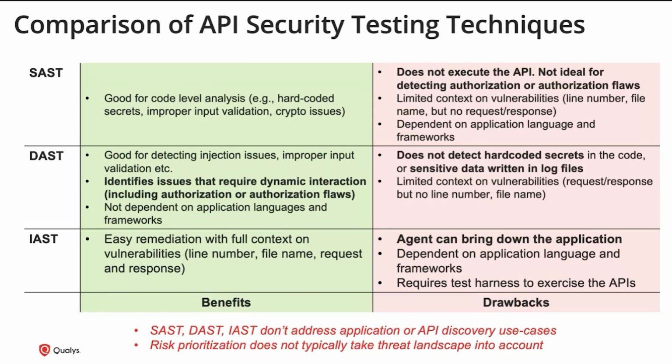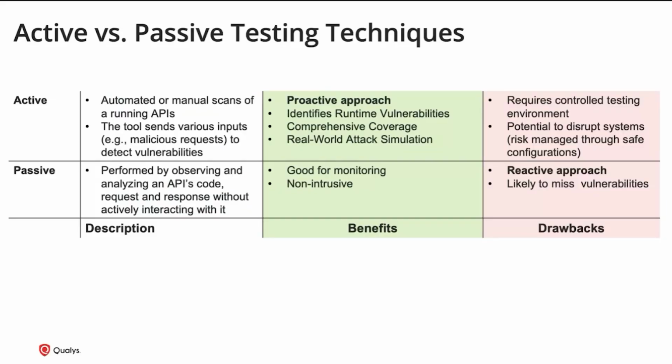Then the other thing is, most of the tools out there don't do a very good job of prioritizing risk, especially by taking the threat landscape into account or the vulnerabilities that are being actively exploited. That factor doesn't surface very well in the general DAST, SAST and IAST tools. You can also look at security testing from an active and passive perspective.